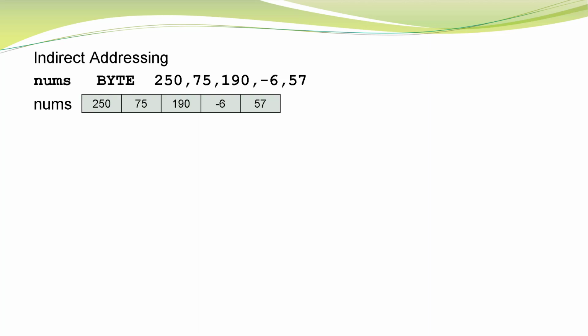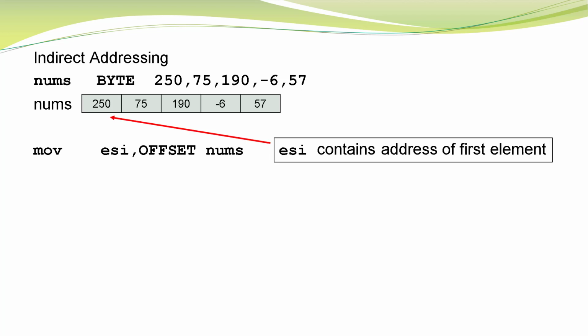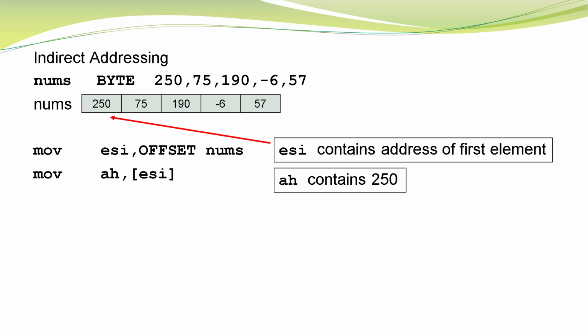Starting with indirect addressing, let's declare an array of byte-sized data. We'll call it nums. Here's what it looks like in RAM. Now if I do this instruction, I'm moving the address of nums into the ESI register. And then I add this instruction which says go to where ESI is pointing and load that byte value into AH. So the AH register contains 250.